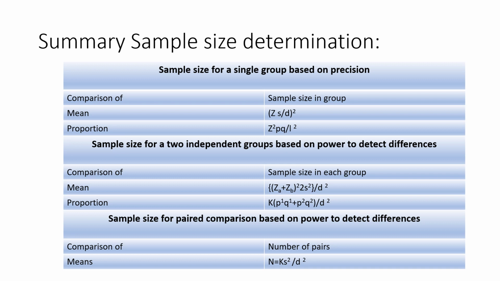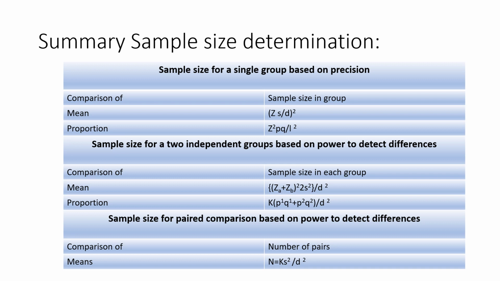If you have to compare a mean in a single group, then the formula is z square s square by d square. For using proportions, z square pq by l square. For two independent groups, if there are means, the formula is z alpha plus z beta square, 2 times s square by d square, where s is the pooled standard deviation.